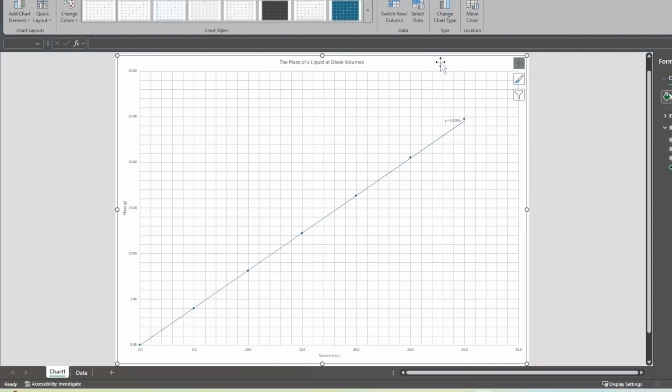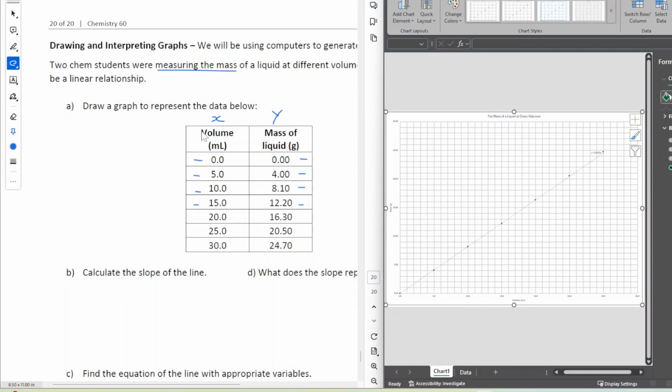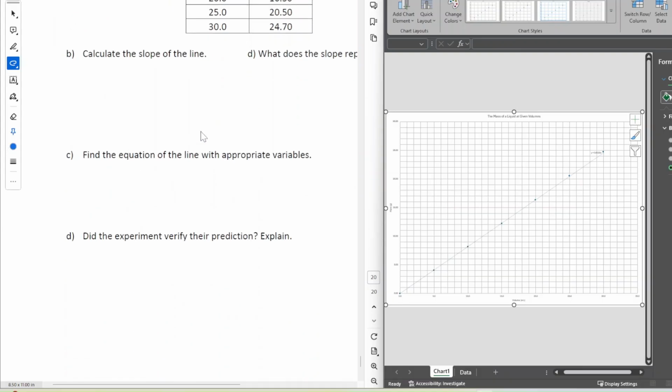So again, take your data, insert scatter plot, make sure you have a title and axis titles, and then make sure you add your trend line. And then I like to put my minor grid lines in there as well. So now we're going to use this graph to answer the questions. This is the graph of that data, a perfectly drawn graph.